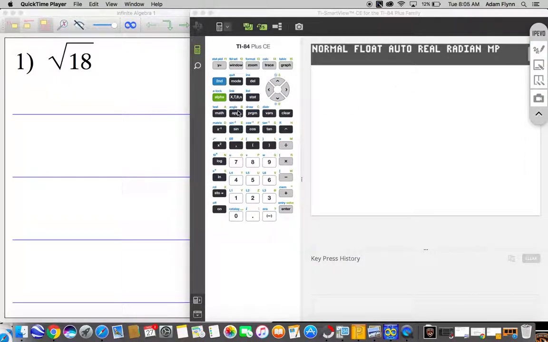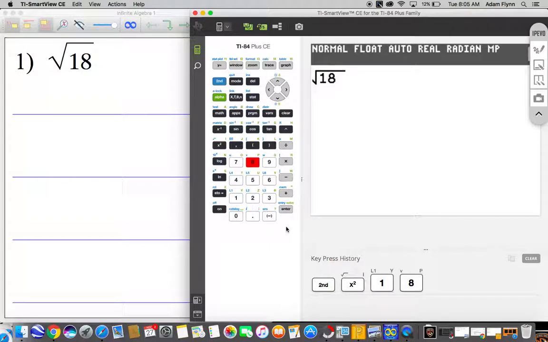Looking at our notes, our first move will be to get a square root in our calculator. If you notice right here, it's kind of small, but right above the x squared in blue, I've got this square root symbol. That's exactly what I want. To activate that blue button, the square root, I'm going to hit second, x squared, and now I'm just going to plug in 18.